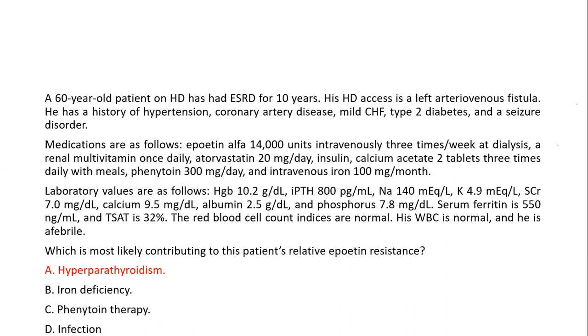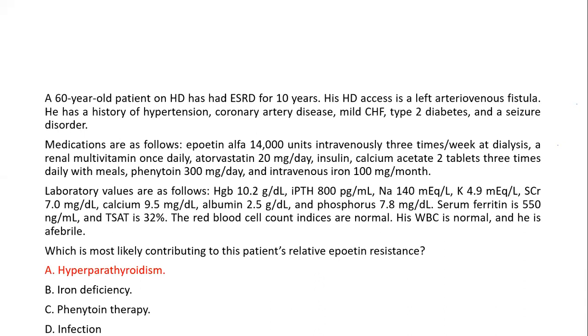His lab values are HB 10.2. His parathyroid hormone is 800, and the upper limit is 65. He's hyperparathyroid. Sodium is 140, potassium 4.9, serum creatinine 7. He's a CKD patient. Calcium 9.5, albumin 2.5. So this patient has a low albumin, and we will need to correct his calcium for the low albumin. And phosphorus is 7.8. The upper limit for phosphorus is 4.5. He's actually hyperphosphatemic.